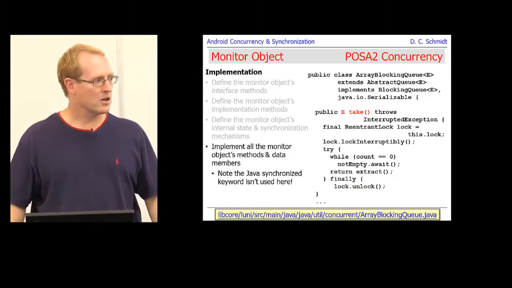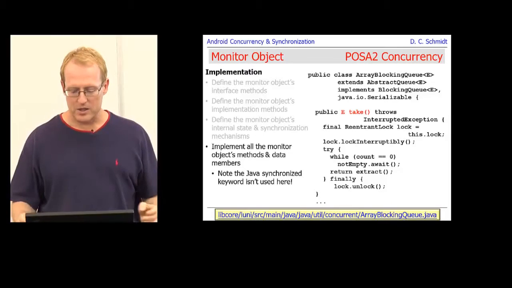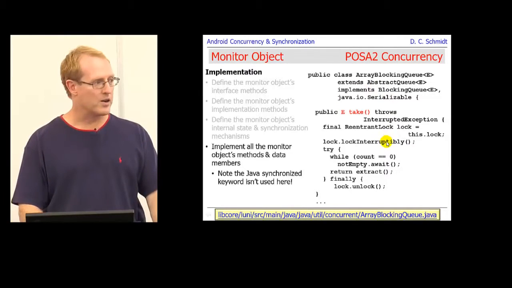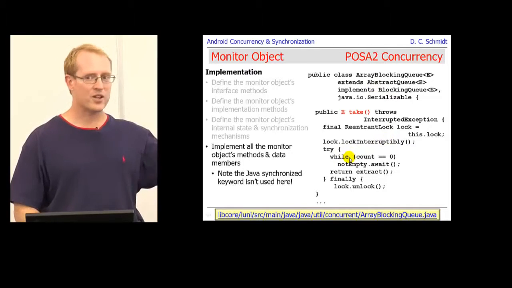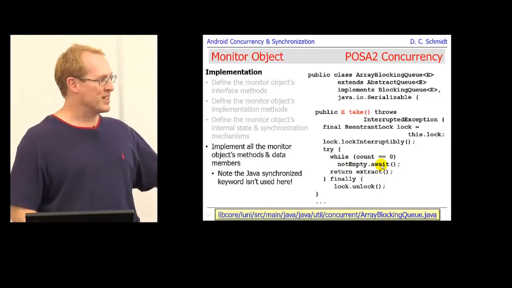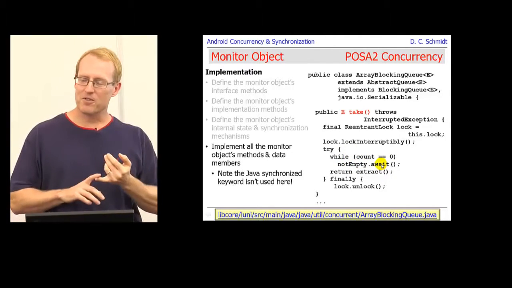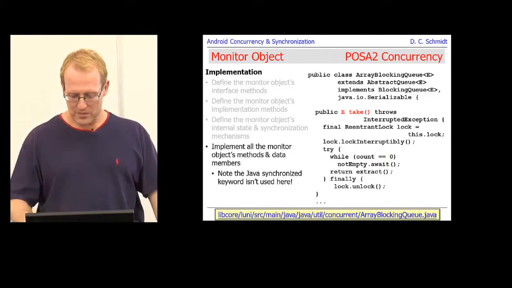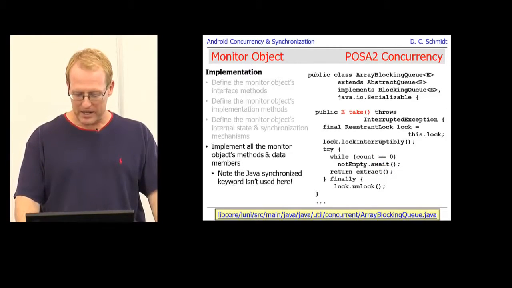Here's the take code. What take does is it also manually and explicitly acquires the lock. And then while the queue is empty, while count equals 0, while the number of elements in the queue is 0, it awaits the not empty condition. So we have not full and not empty, and we have these two conditions. And this allows us to use somewhat lighter weight mechanisms to do this.